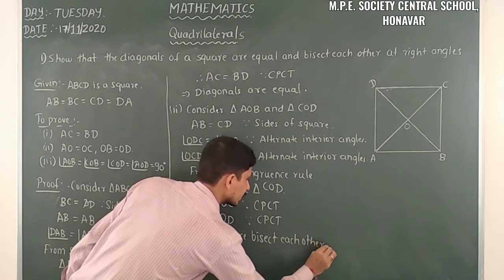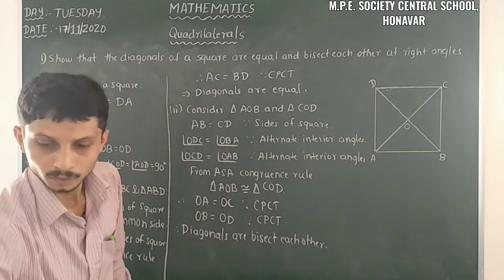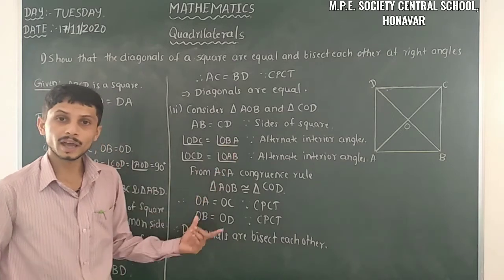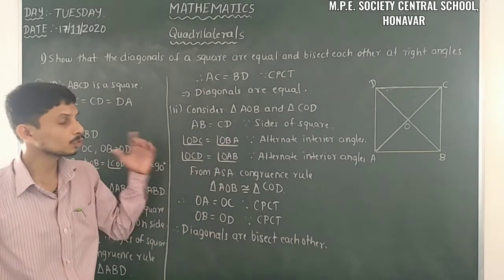Diagonals bisect each other. So we have the second proof. Let us move on to the third proof.